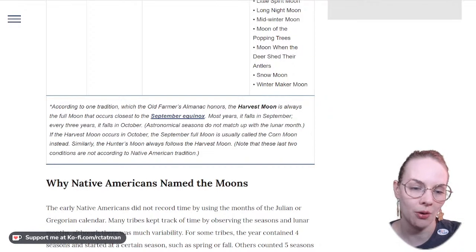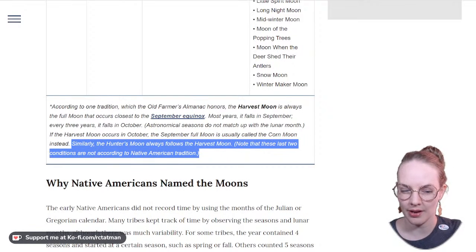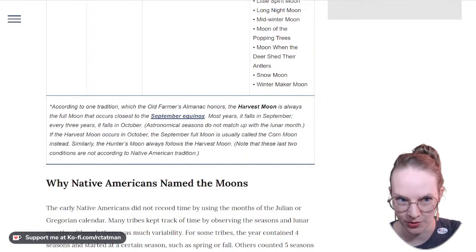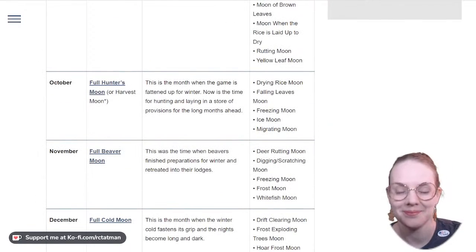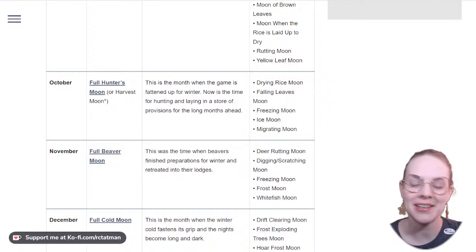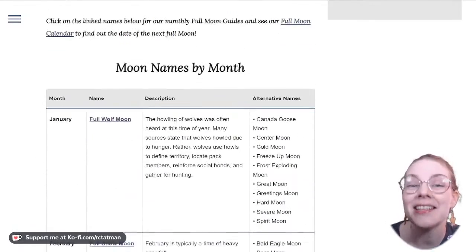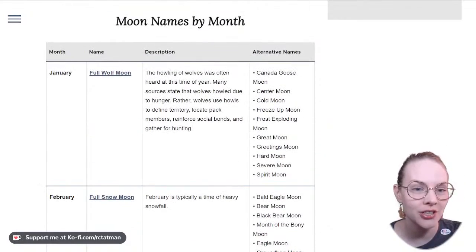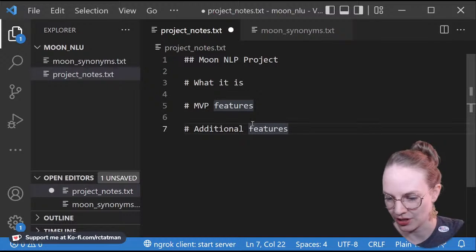Similarly, the hunter's moon always follows the harvest moon. Note that these last two conditions are not according to Native American tradition. Yeah, I'm pretty sure the hunter's moon and harvest moon come from the UK tradition. So you can see the complexity of this task, right? So it's actually two tasks. Let's pop over into VS Code and I'll start making some notes.